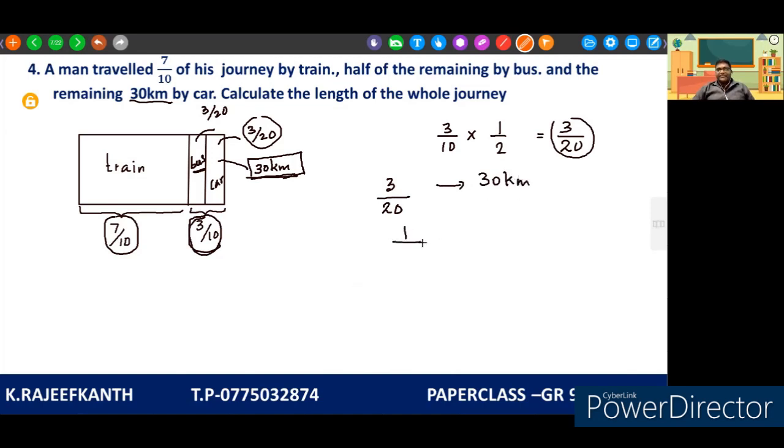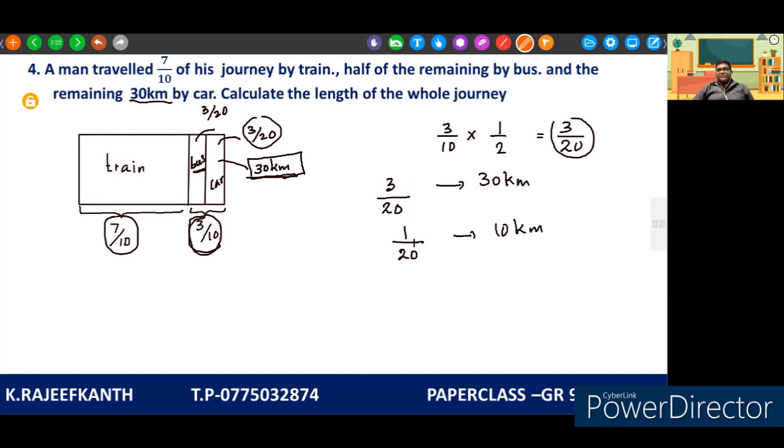Right? Now we can find the 1 over 20. So we should divide by 3, because in 3 over 20, there are 3 of 1 over 20. So then 10 kilometer. Right? Here 3 over 20 is 30 kilometer.